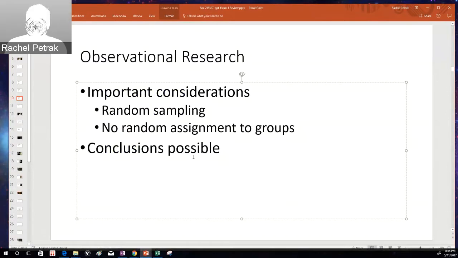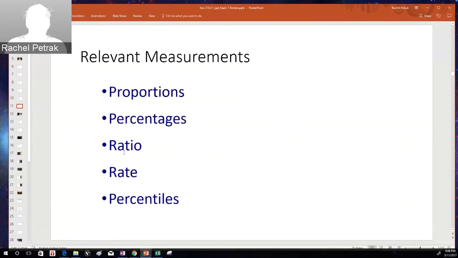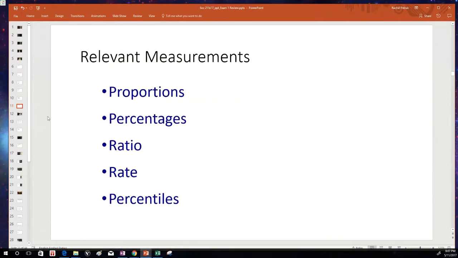We can only draw observational conclusions about associations, not causal conclusions, from observational research, and that's a really important point to remember. Finally, we have some relevant measurements we discussed early on, and that we used in some of our later discussions: proportions, percentages, a ratio, rate, and percentiles. We'll have a chance to revisit these as we go through our items, but you should feel comfortable with these terms.